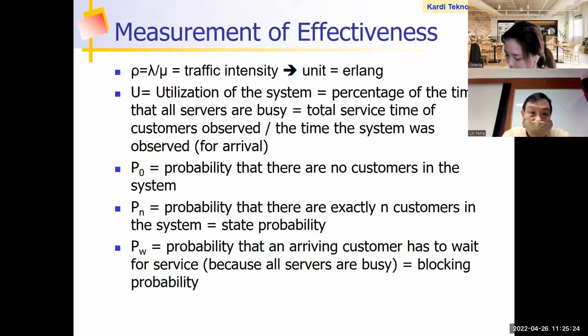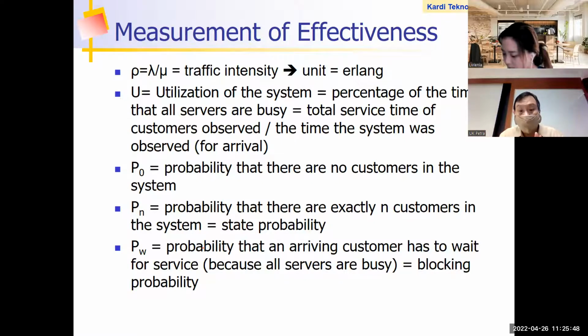Okay. So utilization of the system is important. P0, what is this? This is the probability that there is no customer in the system. So this is the idle probability. Pn is exactly n customers in the system. So this is called the state probability.